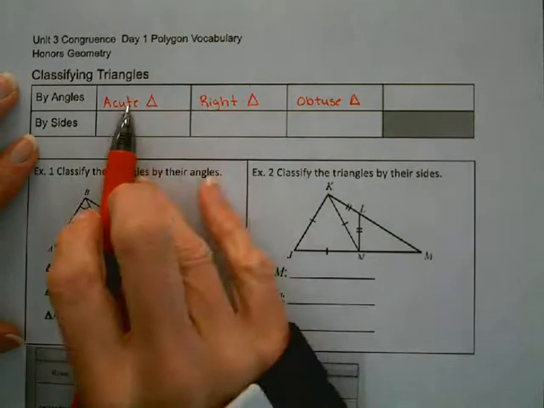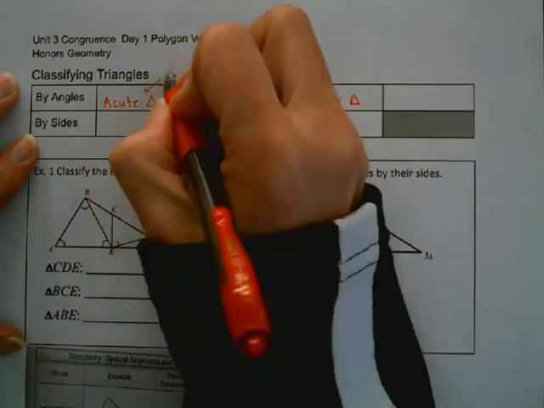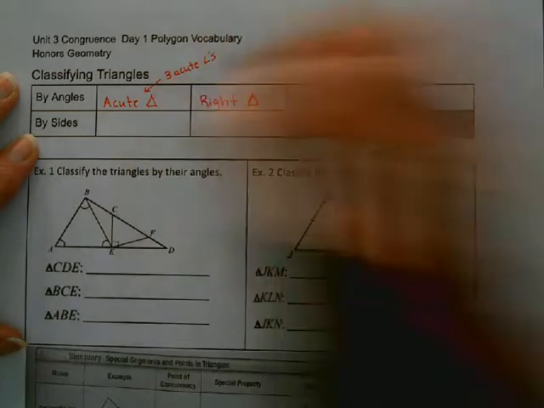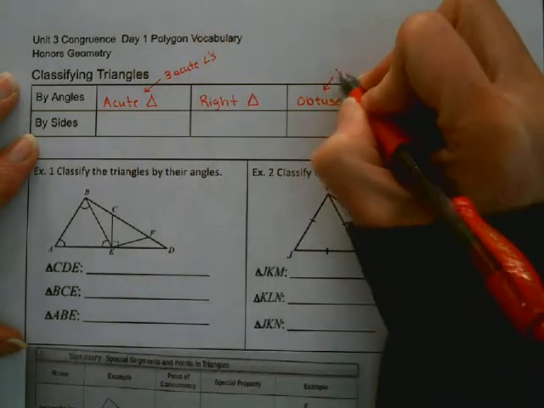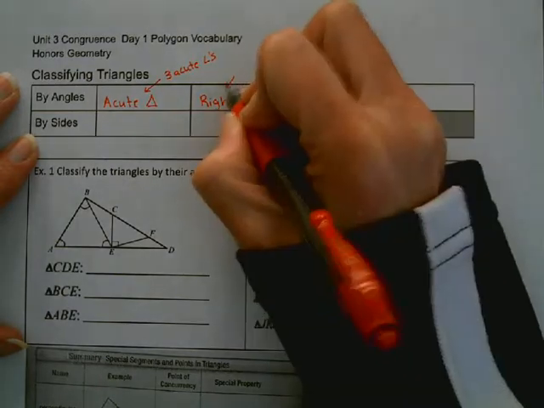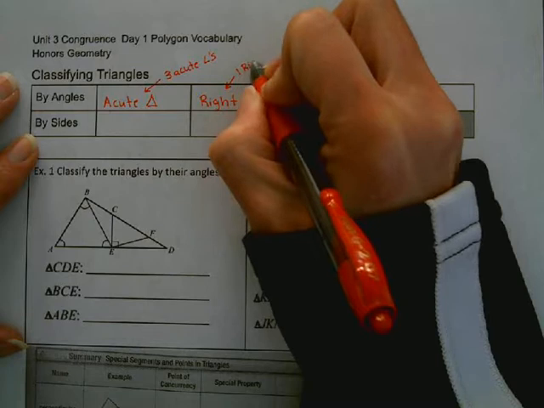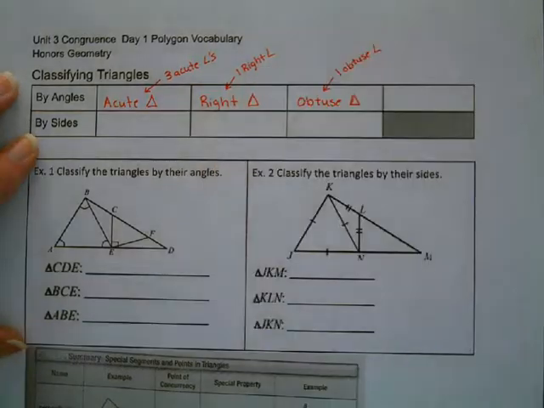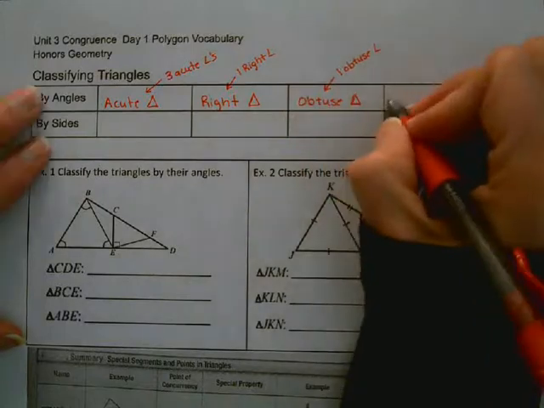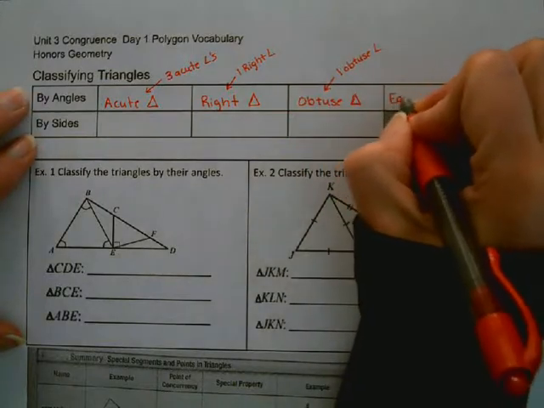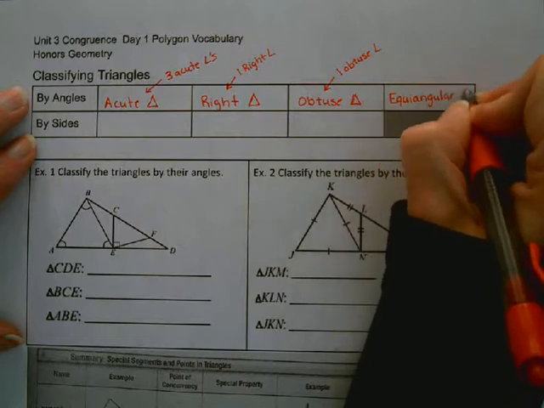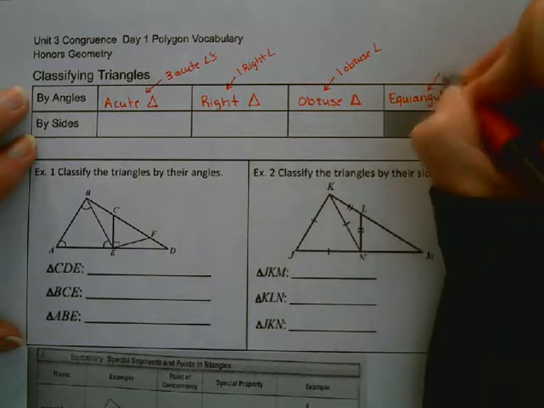In an acute triangle, all three angles are acute, whereas in an obtuse triangle, you need one obtuse angle. In a right triangle, you need one right angle. Okay, and the last one you probably have heard of is called equilateral, or equiangular, so equal angular. That means all angles are equal.